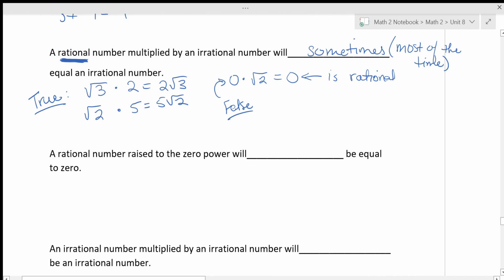Rational number raised to a 0 power will blank be equal to 0. What is anything raised to a 0 power? 1. This is never. Even if you have 0 and raise it to a 0 power, it's still 1. Fun fact. So a rational number raised to a 0 power will never be equal to 0 because it's always equal to 1.